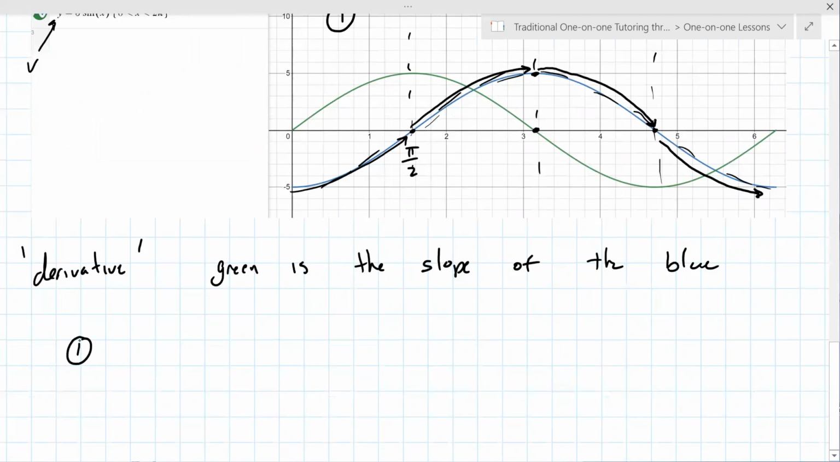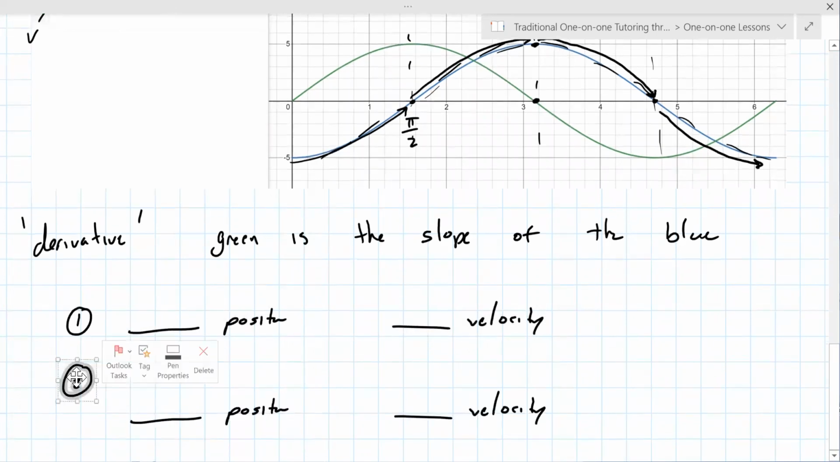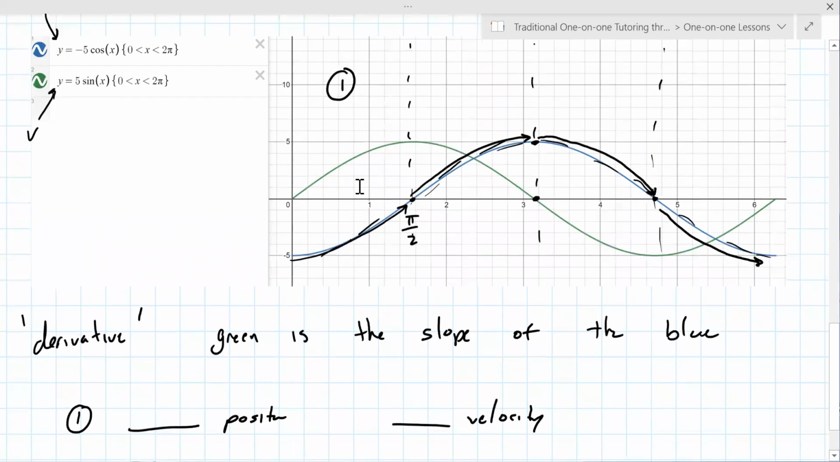Right. So for window number 1, you have to say something about the position and something about the velocity. And then the same thing for 2 and 3 and 4. Like you have to say it's moving towards the origin at a positive velocity, moving away from the origin at positive velocity. And if that's not clear, we can just fill those in here. So in window 1, its position is toward the origin, and it has positive velocity because it's above the x-axis.